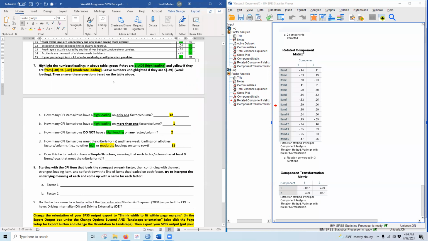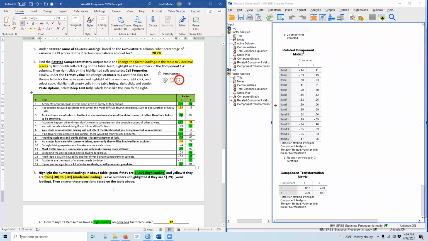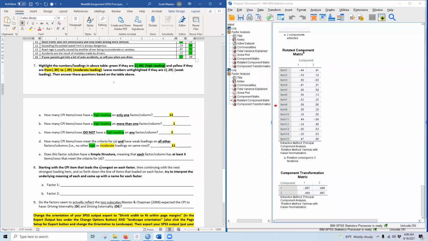So does this factor solution have a simple factor structure, meaning that each factor has at least 3 items or rows that meet all the criteria for D? So no, no, 1, just green on the 1, no, 2, 3, 4, 5, 6, that one's good. It's got 6 items that are green for theme 1 and only theme 1, no moderate or high for theme 2. How about this one? No, 1, 2, 3, 4, 5. So yeah, both columns have at least 3 items that load highly for just that column and not moderately or high on the other column. So we do have a sort of simple structure here. Each column has at least 3 items or rows. So I'm going to say yes.